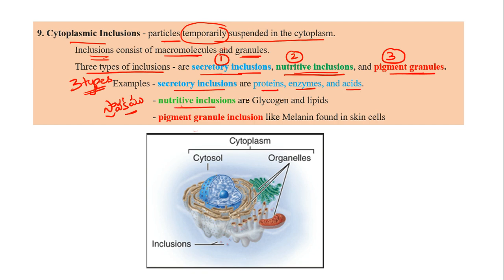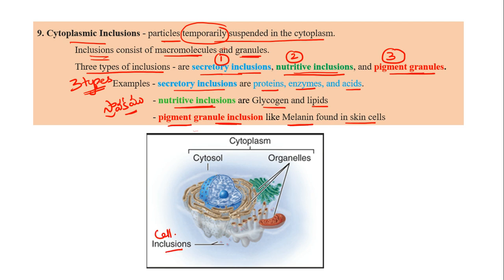What are nutritive inclusions? Nutritive inclusions can be said to be glycogen or lipids. The lipids and the glycogen present inside the cell can be classified as the nutritive inclusions. And apart from these two, the third type is the pigment granule inclusion. The best example for this pigment granule inclusion is melanin, which is found in the skin cells.